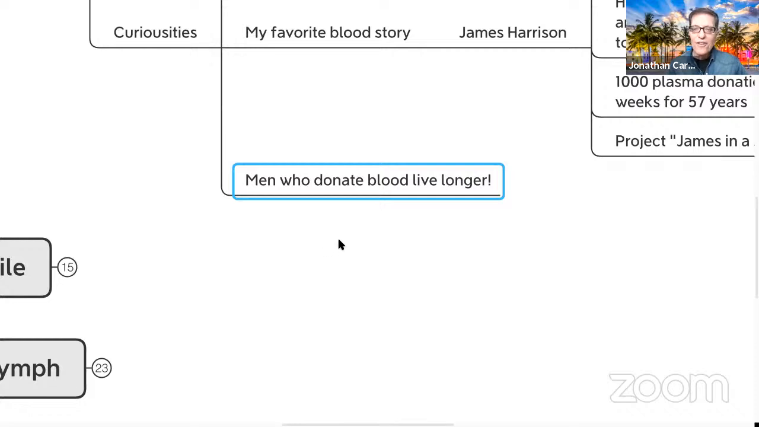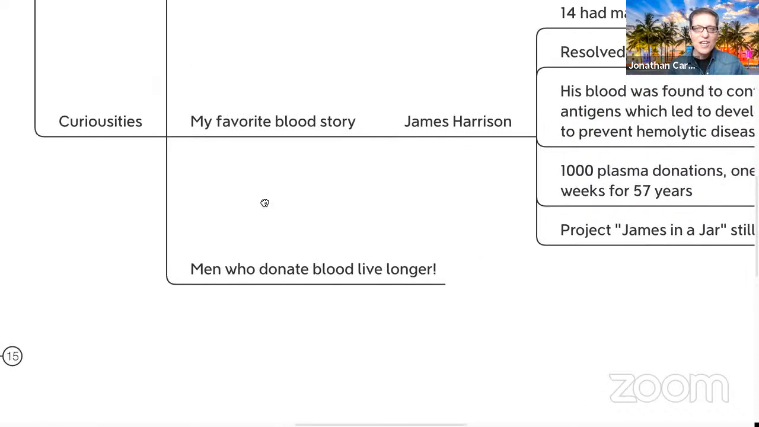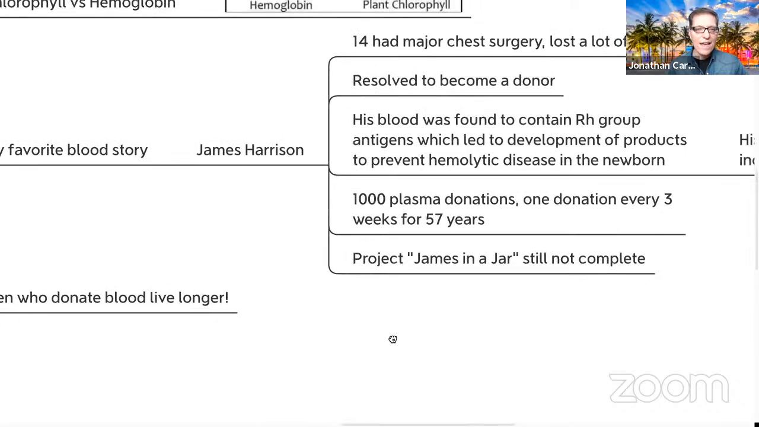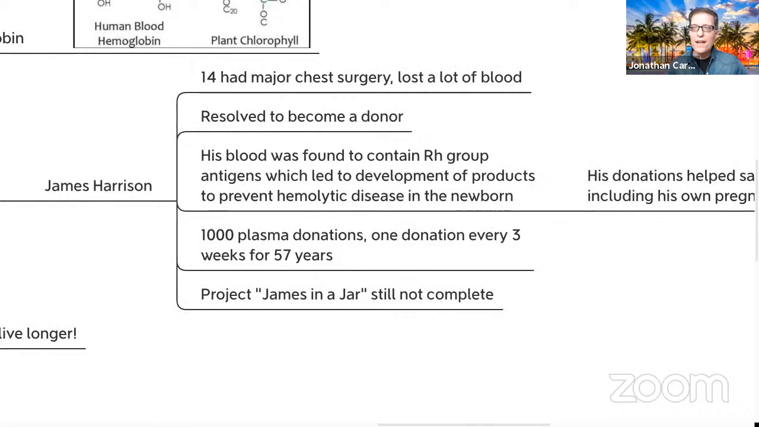And speaking of donating blood and living longer, one of my favorite stories is the story of James Harrison. Now, James Harrison is a guy, I probably isn't alive anymore, I'm not really sure, but I just find this story amazing. So James Harrison was an Australian guy, and at the age of 14, he had major chest surgery and lost an enormous amount of blood. And he received an enormous number of blood donations to survive.